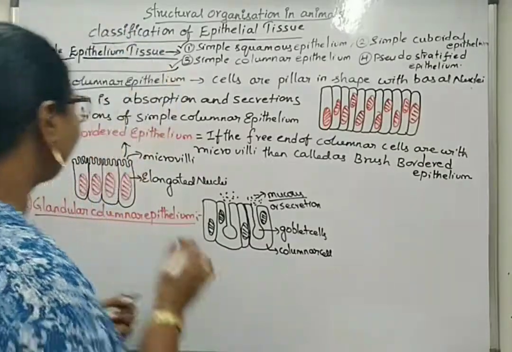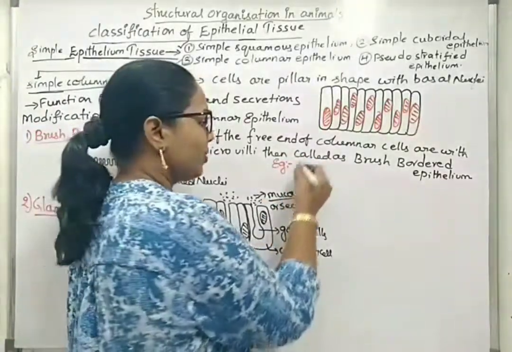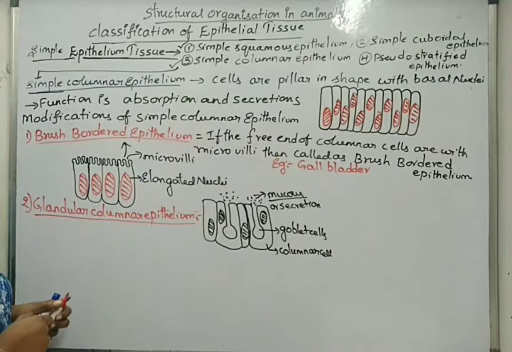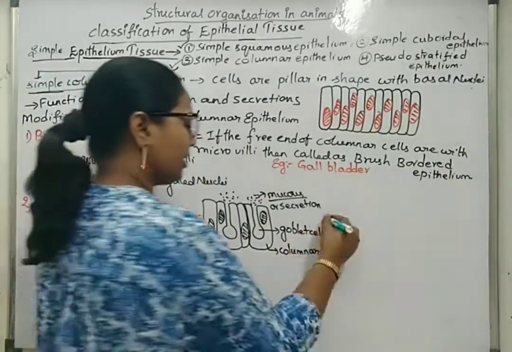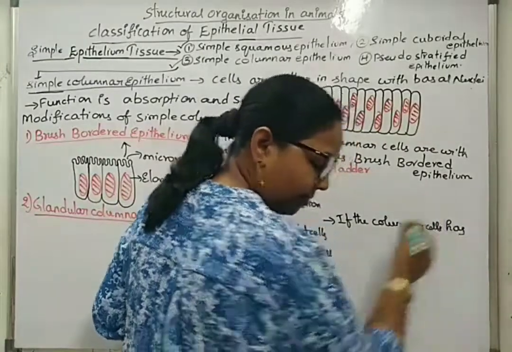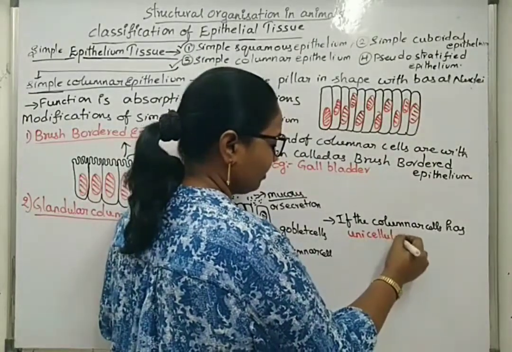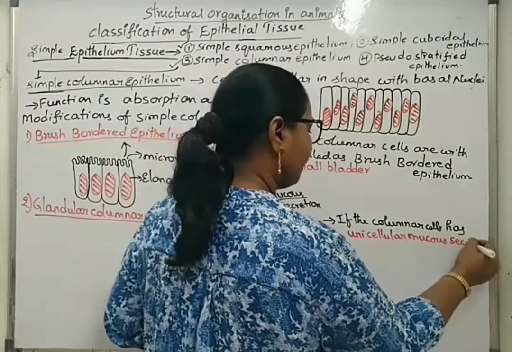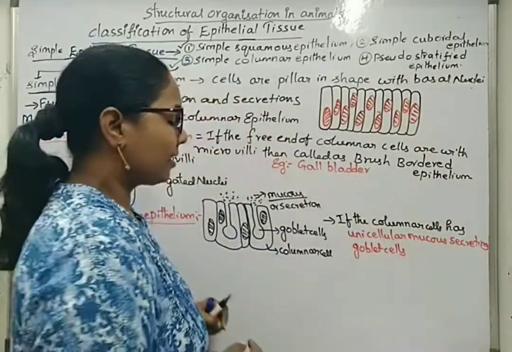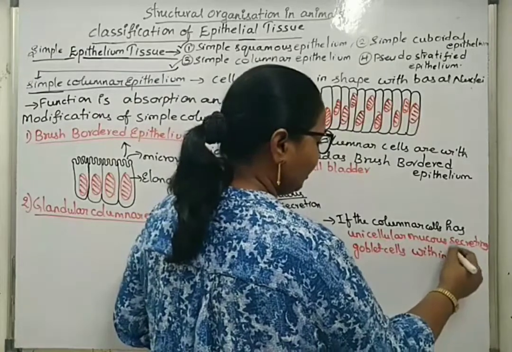Here we did not mention the location of brush bordered epithelium. In which structure can we see this? In the gallbladder, we can see brush bordered epithelial columnar cells. Now, what is glandular? If the columnar cells have unicellular mucus secreting goblet cells, then such cells are located between the columnar cells, side by side within the layer.